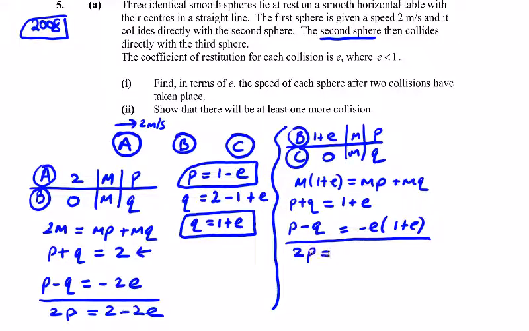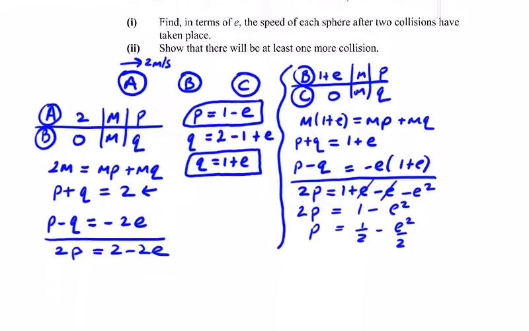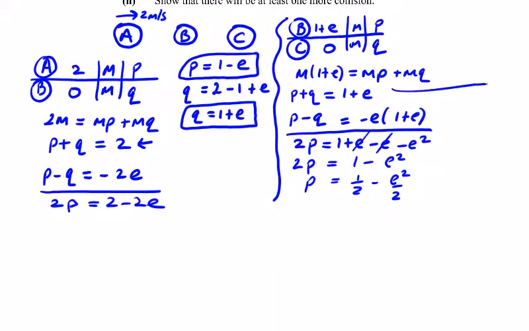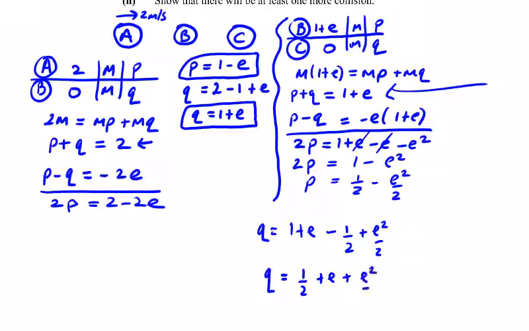2P is equal to 1 plus E minus E squared. So 2P is equal to, they'll cancel, just 1 minus E squared. So P is equal to a half minus E squared over 2. What's Q equal to here? Q is equal to, from this equation, Q is equal to 1 plus E minus P. So minus a half plus E squared over 2. So Q is equal to a half plus E squared over 2.